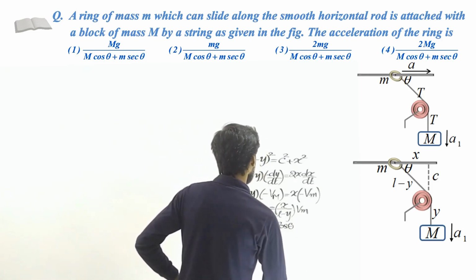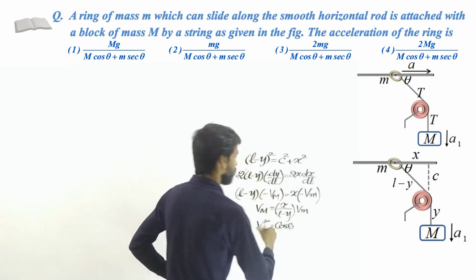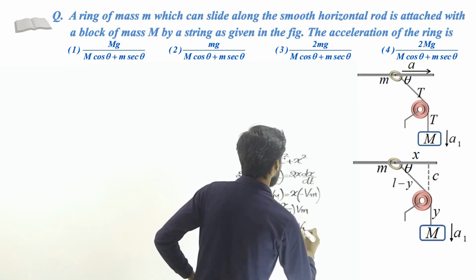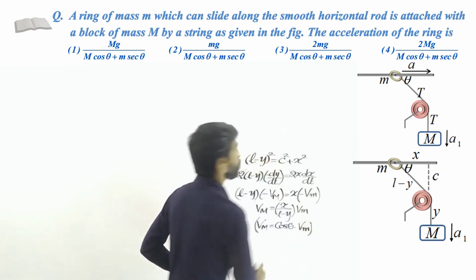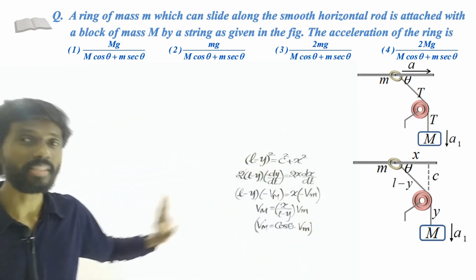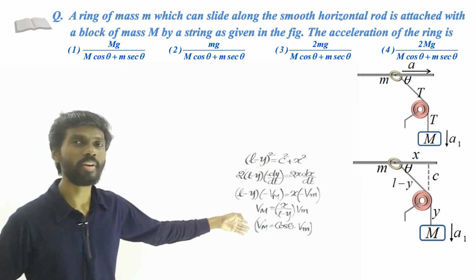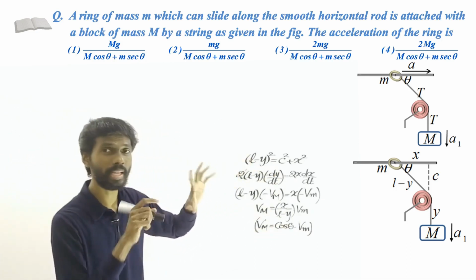So the velocity of the m, that is the block, equals cos theta multiplied by the velocity of the ring. Okay, so that is done. That is the relation. But the same relation holds for acceleration also, because this system is released from that position.